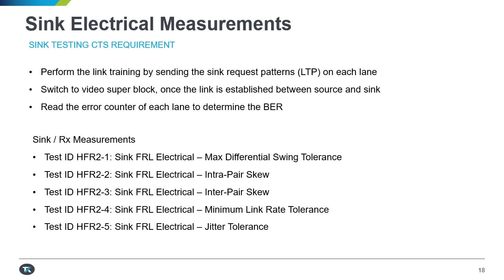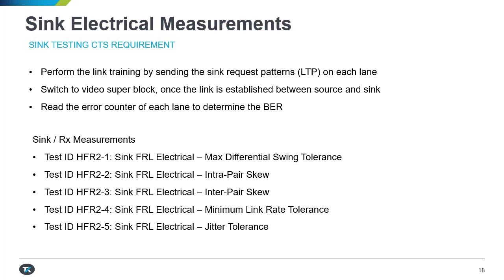Sink electrical measurements are test ID HFR 2.1, maximum differential swing tolerance. This test confirms that the sink supports the FRL differential voltage at maximum level. Intra-pair skew measurement: this test confirms that the maximum allowed timing skew within each FRL pair is supported by the sink DUT. Inter-pair skew measurement: this test confirms that the maximum allowed skew between FRL lanes is supported by the sink DUT.